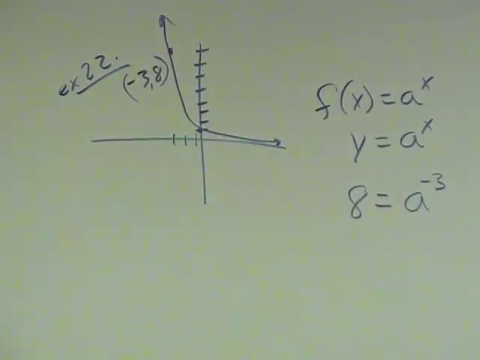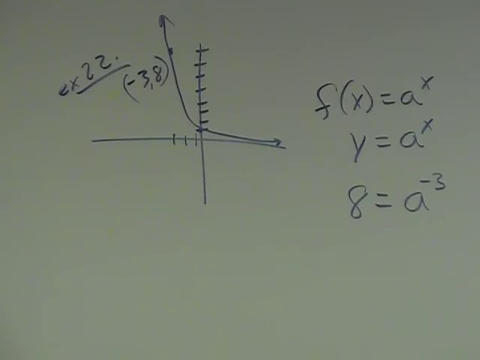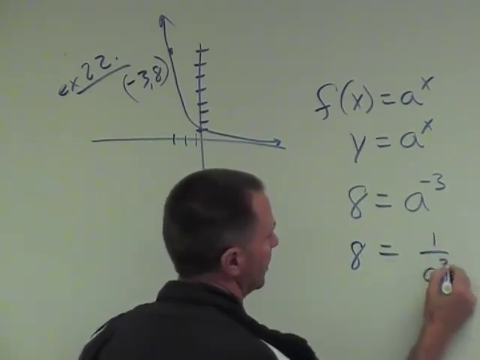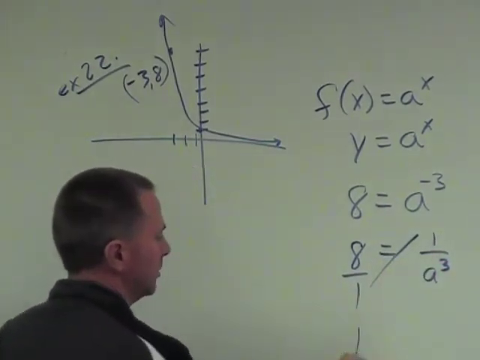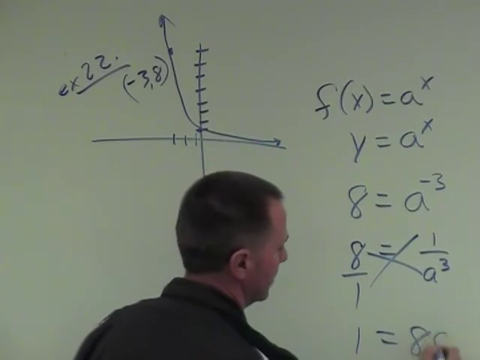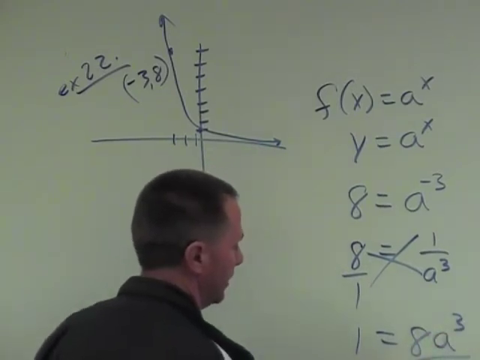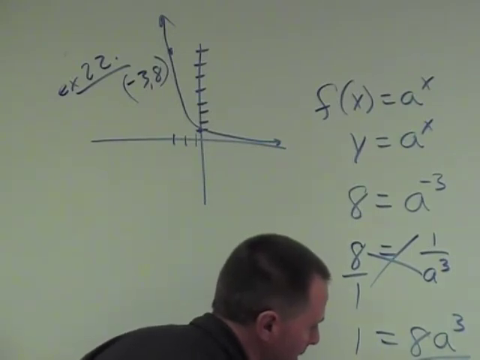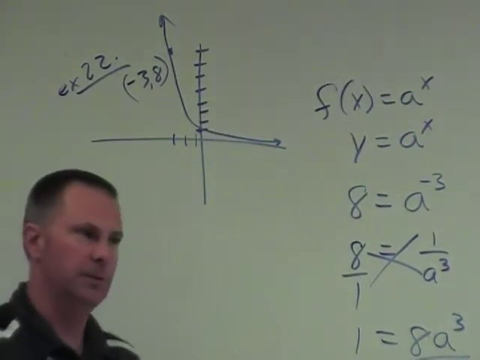Well, first of all, you need to make the negative exponent positive. No, it's not the right answer. A equals 1 over a cubed. Cross multiply. Divide off the 8. So I'm just going to turn this around. A cubed equals 1 over 8. How do I get rid of the cube?